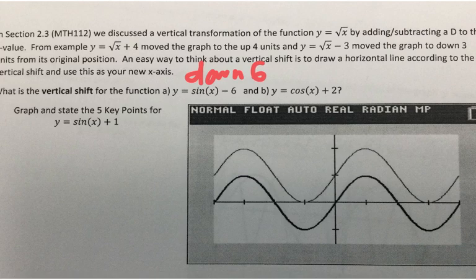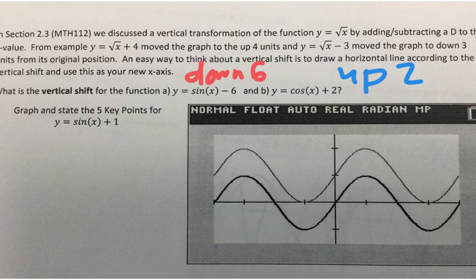And then B part, we're looking at a shift up 2 because of that plus 2 on the outside. So remember, on the outside, it does what it looks like it should do. A positive shifts it up. A negative shifts it down. But when we're inside, affecting the x's, it does the opposite of what it looks like.